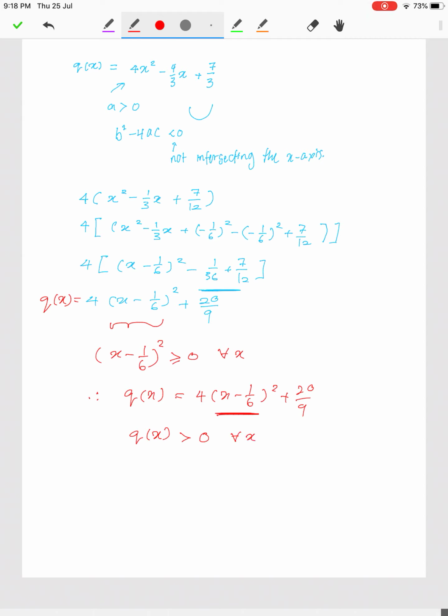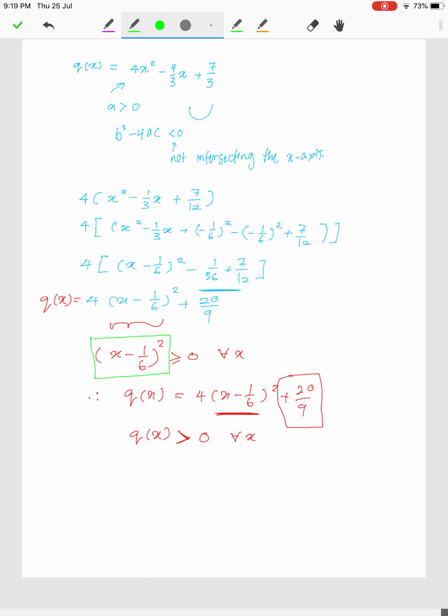Okay, q(x) cannot be 0, because you have this 20 over 9 here. The minimum value of this part here can be 0, but 4 times 0 is 0, then you add 20 over 9, therefore you have q(x) equal to 20 over 9, which is again greater than 0.